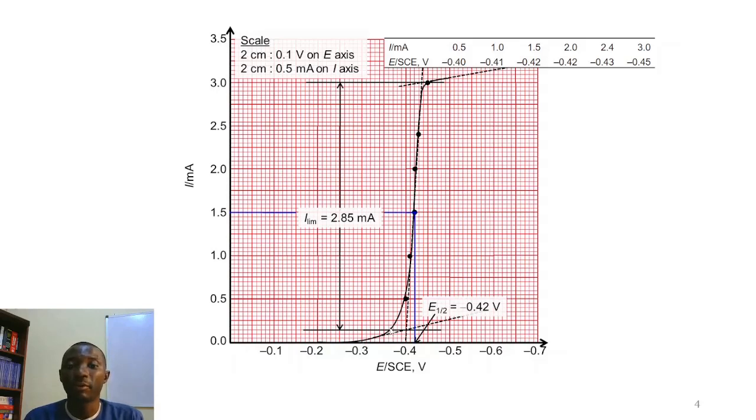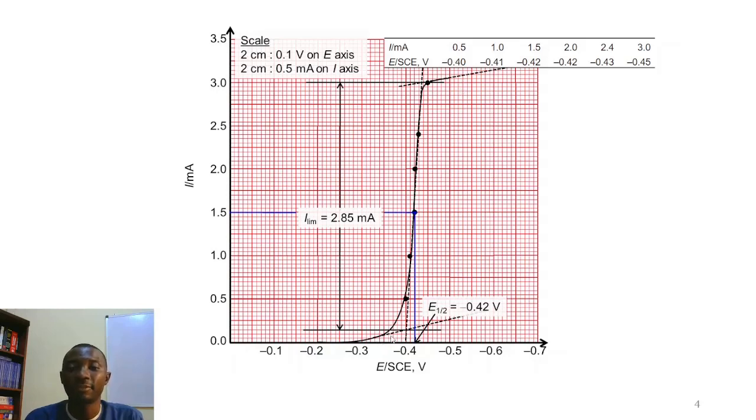So the first point is 0.5 against negative 0.4. The next one is 1 against negative 0.41. The next one is 1.5 against negative 0.42. Next, 2 against negative 0.42 again. Next one is 2.4 against negative 0.43. And then the last one is 3 against negative 0.45. Then I draw this curve, this S-shaped looking curve.